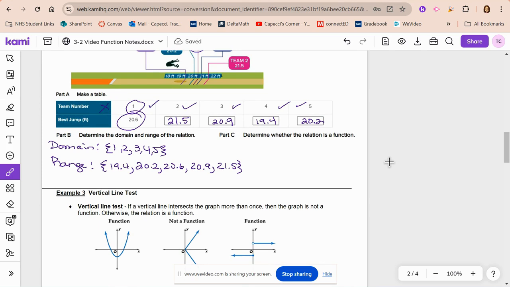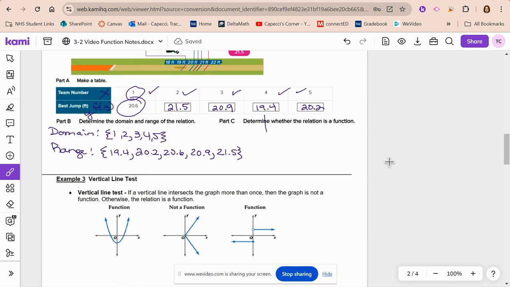The range, which is either considered my f of x or my y, either one, again, is listed from lowest value to highest value. So I took all these, and 19.4 was the lowest value, and I kept going and I listed all of my ranges.